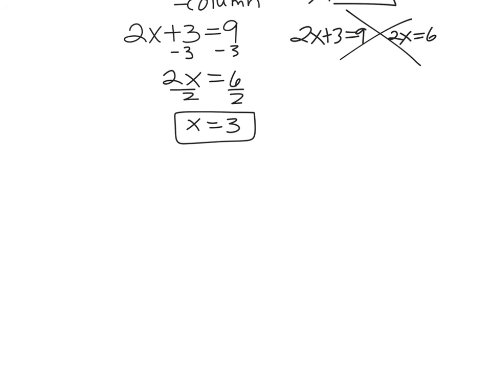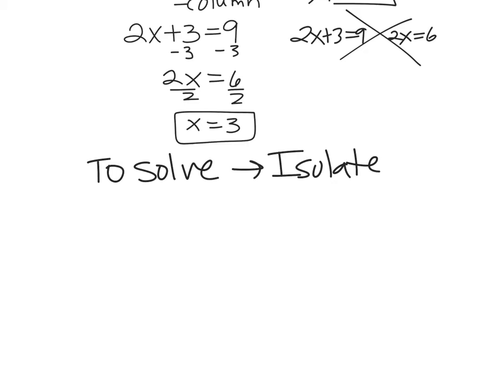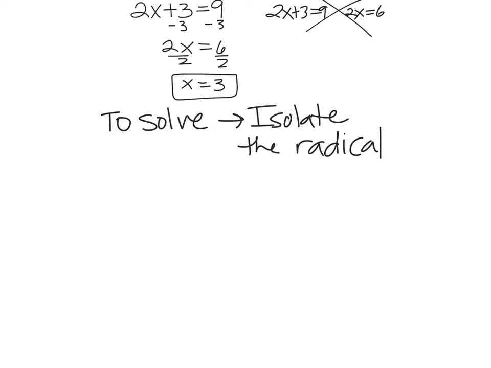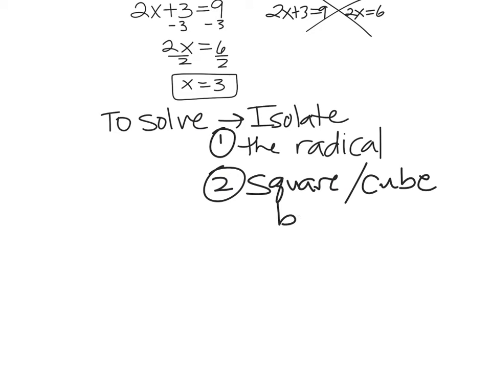Now, in order to solve radicals, what you want to do is isolate. Do you know what isolate means? Get it by itself. You want to isolate the radical. That's your first step, to get the radical all by itself. And then after that, you are going to square both sides. So step 1 is to isolate the radical and then square or cube, depending on what root it is, both sides. We'll start with some easier ones, and we'll get to more difficult.